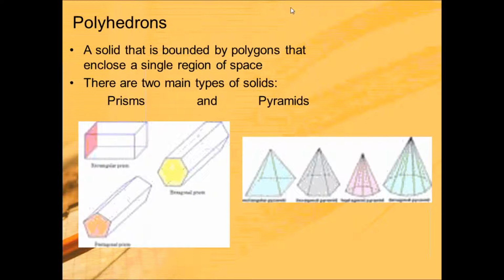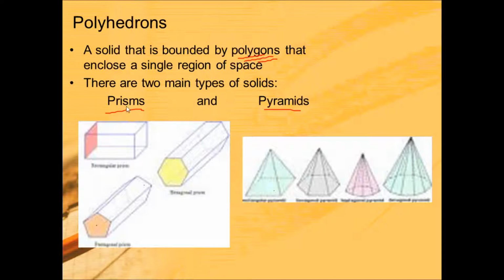All right, and here's actually the definition. A solid that is bounded by polygons that encloses a single region of space. Polygons meaning it is not a circle. It has edges. So there are 2 main types of solids. One is a prism and one is a pyramid. You can see how a prism has 2 sides exactly the same, whereas a pyramid just has a base, one base. Okay? So let's take a look at these.